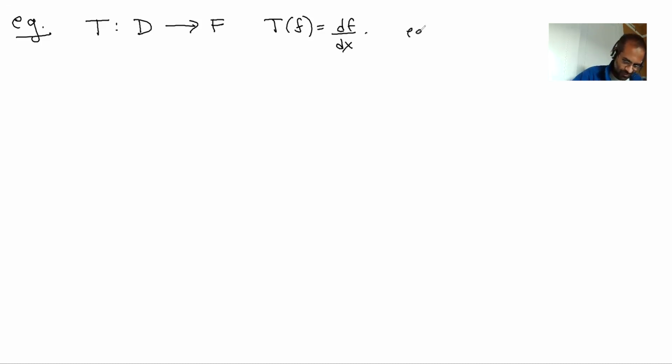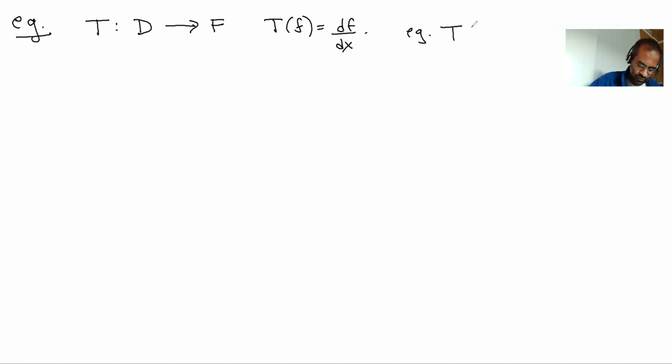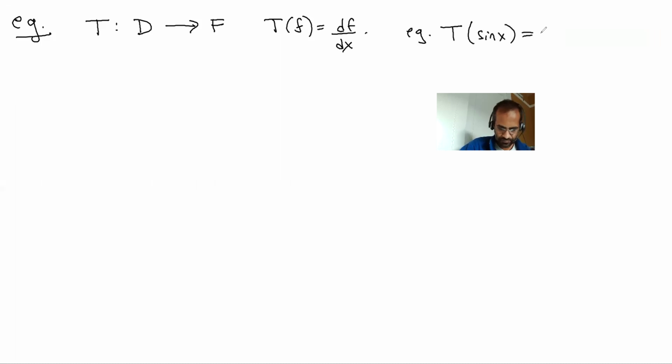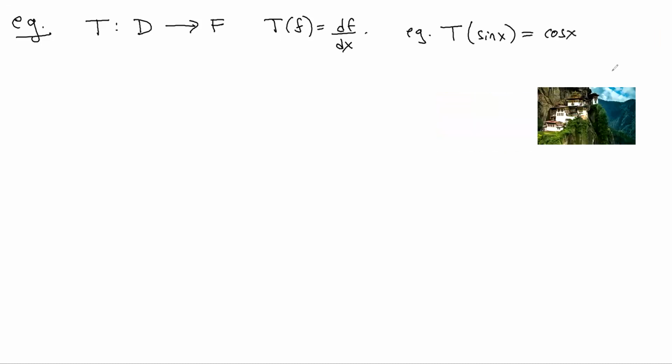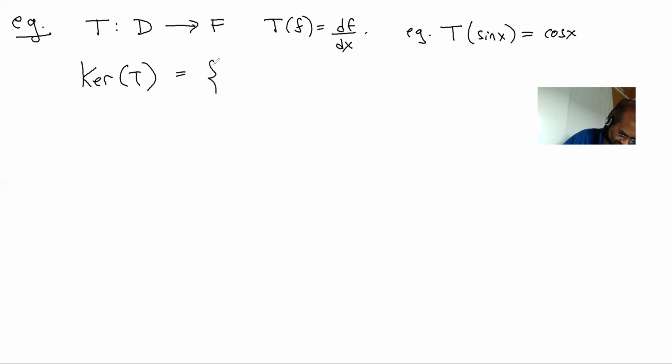Sorry. So if I apply this to the function sine x, which is a vector in D, what vector do I get? Cosine x. Cosine x, yeah. So this is a linear transformation as we discussed last time, but now I can ask, what is the kernel? Well, that's the set of all functions in the domain. So remember, this is differentiable functions, such that df/dx is equal to the zero function.